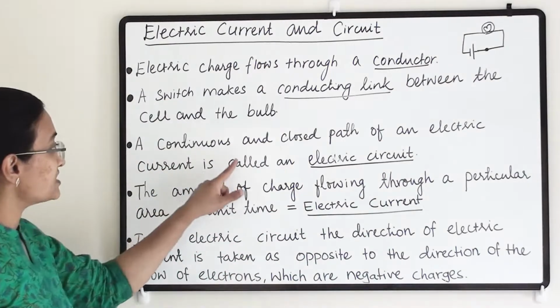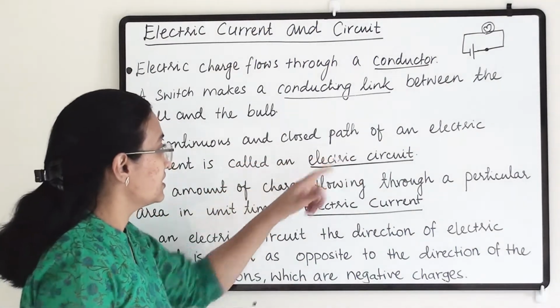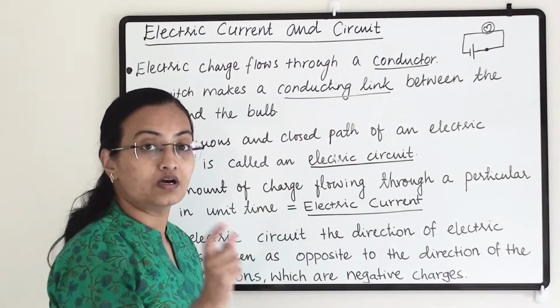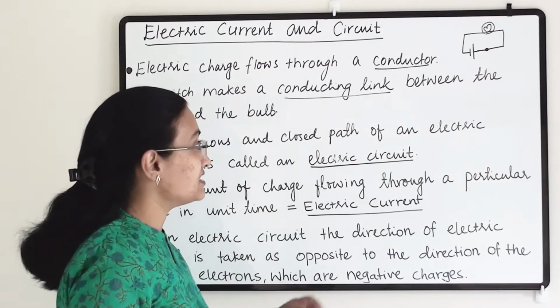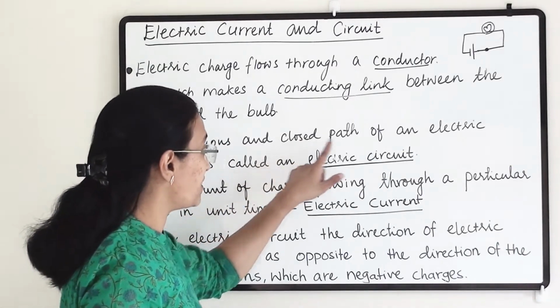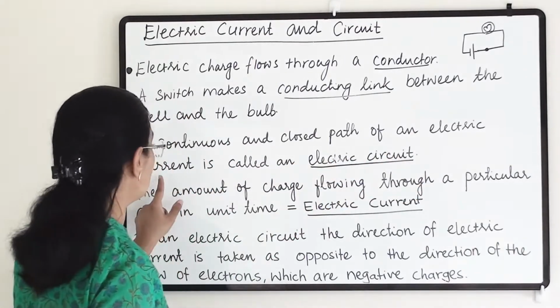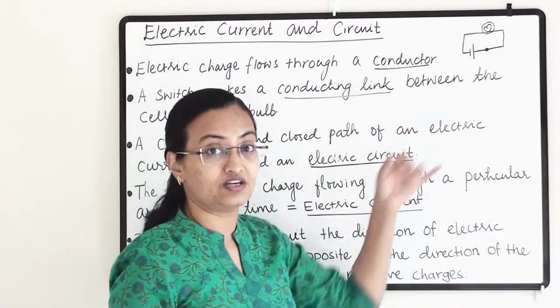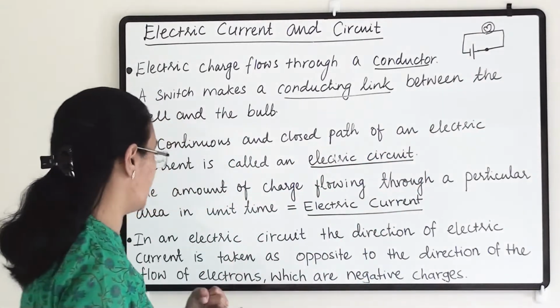A continuous and closed path. It shouldn't be broken from anywhere. Otherwise, current will not flow in the circuit and the bulb will not glow. So a continuous and closed path for an electric current is called an electric circuit. So this is an electric circuit, which is a continuous and closed path.